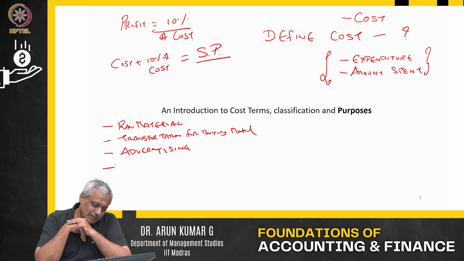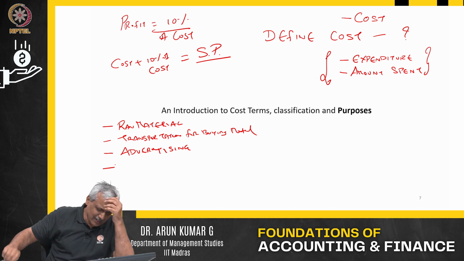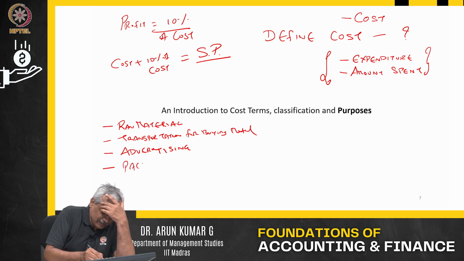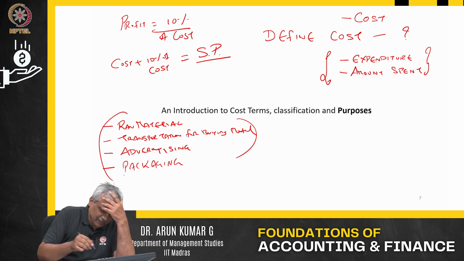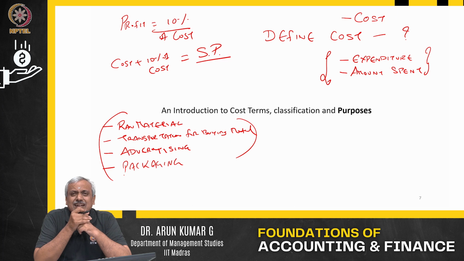Okay. Then what is the cost? Do we say it is only the raw material, the transportation cost of buying the raw material, the advertising cost? Sir, packaging, okay, take it as packaging. Agreed, let me take that as packaging also. Any other cost involved in the process? Let us think. Electricity we said, no. Transportation yes, raw material yes, advertising yes, packing yes.